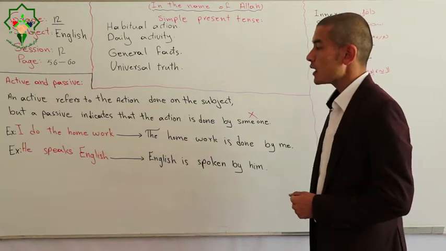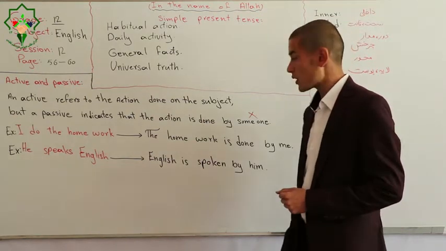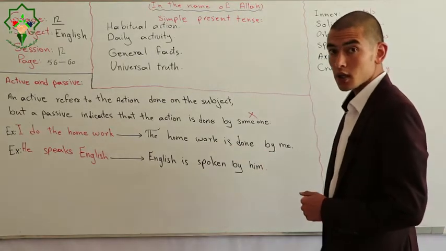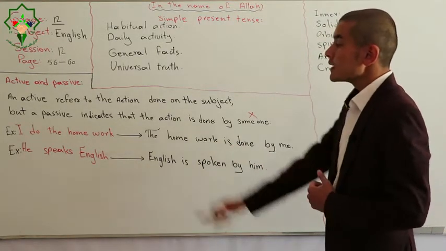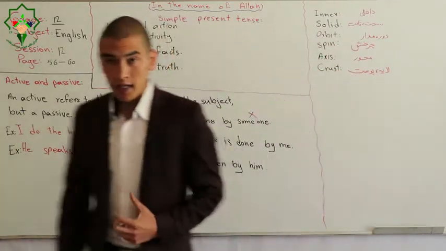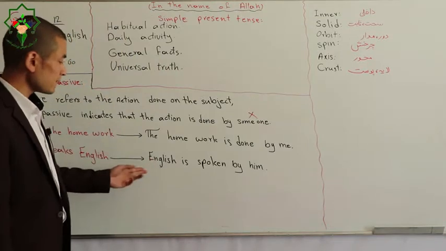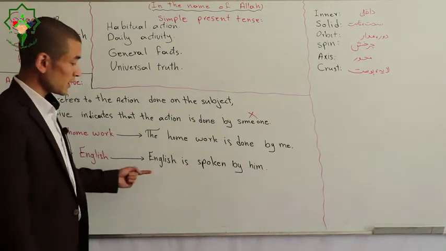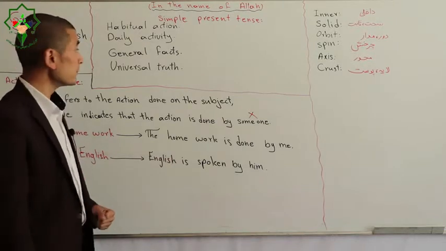I do the homework. The homework is done by me. He speaks English. And then we want to change it to passive: English is spoken by him.